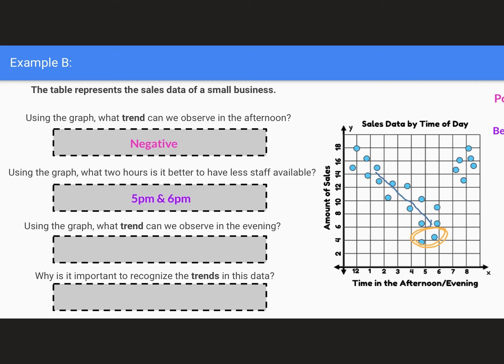Then it says, using the graph, what trend can we observe in the evening? You can see that our data is going down in the afternoon, then picks up in the evening. So in this store, it's probably that less people start to arrive around dinner time, and then once dinner is over, more people come back to shop. We can see that in the evening, our dots are going up and to the right. So for the evening, we have a positive trend.